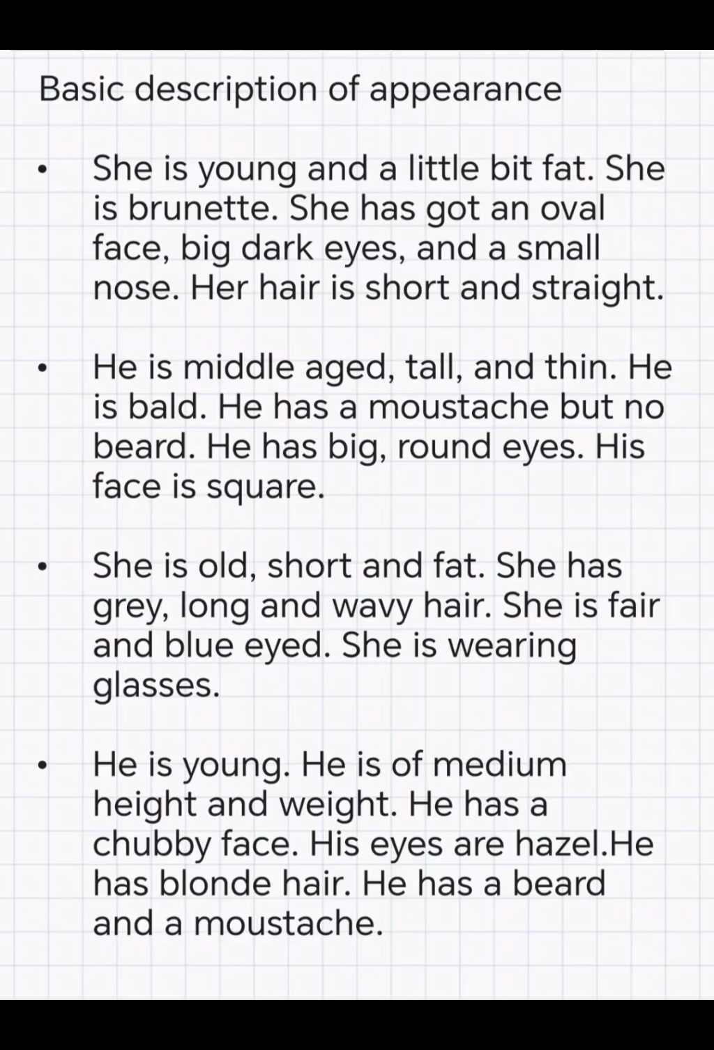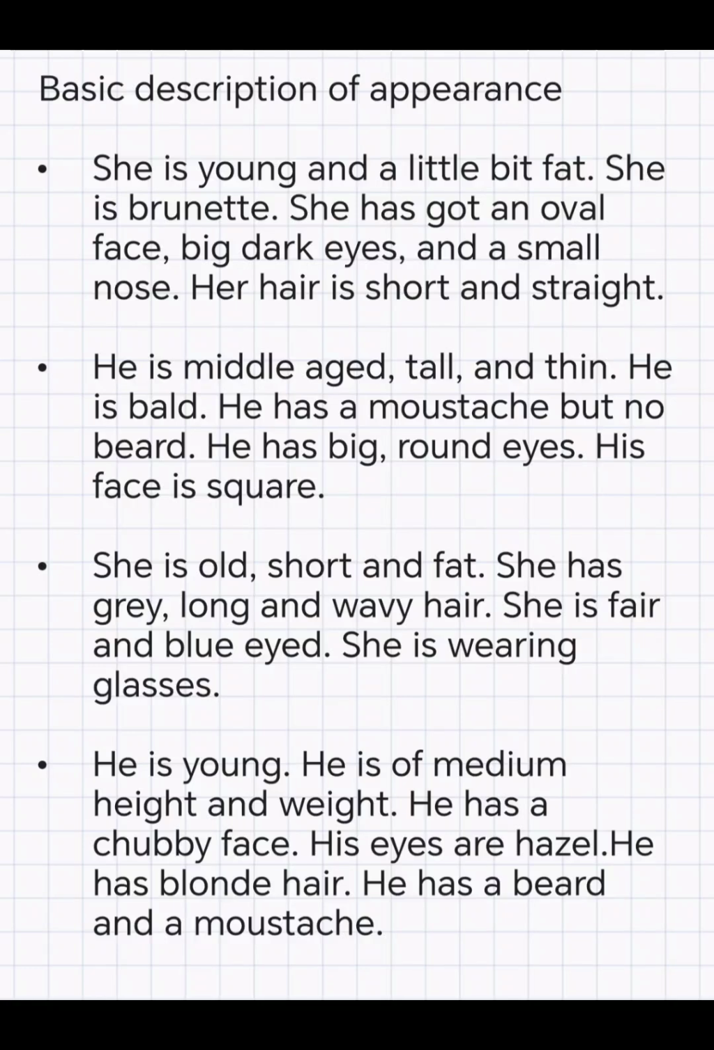She's young and a little bit fat. She's brunette. Brunette here means she has got black hair. She has got an oval face, big dark eyes, and a small nose. Her hair is short and straight. And the second one, he is middle-aged, tall and thin. He's bald. He has a mustache but no beard. He has big round eyes. His face is square. Here, bald means a person has no hair.